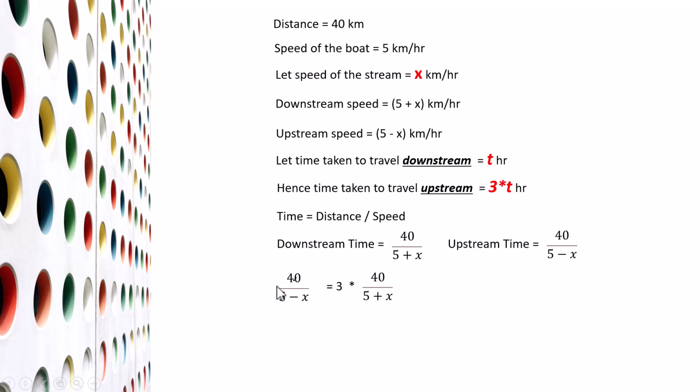Once we have this, we just have to simplify this equation. So 40 and 40 cancel. Now all we have to do is cross multiply. So we have 5 plus x equal to 3 into 5 minus x. Once we simplify this equation, we get 4x equal to 10. Therefore, x is equal to 2.5 kilometers per hour. So the speed of the stream is 2.5 kilometers per hour.